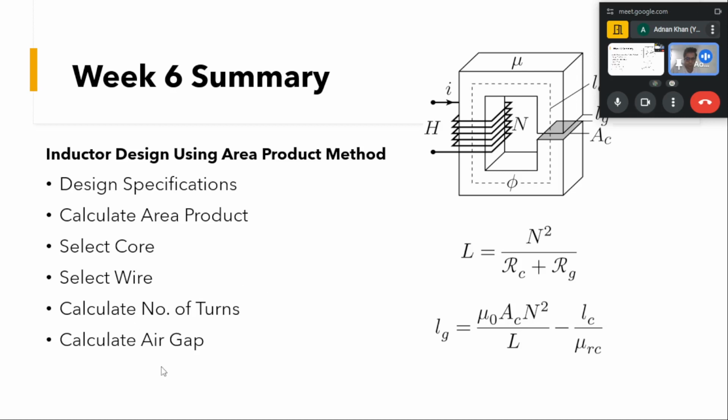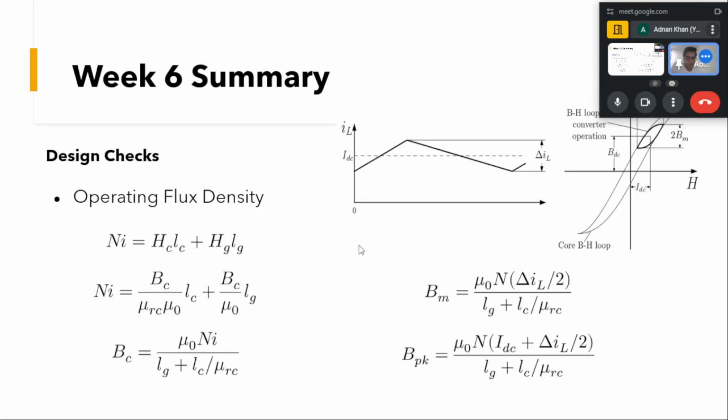So once we got this number of turns, after that we shall calculate the air gap by this equation that we had earlier seen, where we know now this l_g will be given by mu naught A_C N square over L. We know the number of turns, we know the mu naught, we know the area of the core, we know the length of the mean path, and from that we will calculate the air gap.